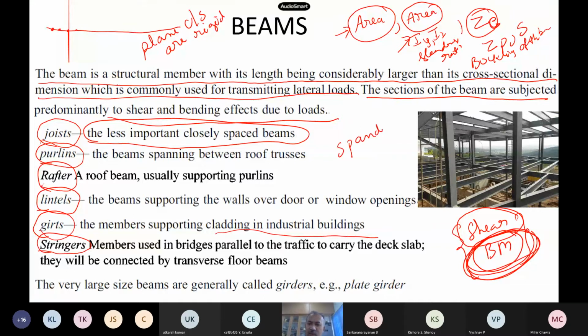There are many words which we use in our construction today, but the design of a spandrel, a stringer, or a lintel is the same design as a beam itself. These are all just words widely used in the industry: joist, purlin. If somebody asks you to design a lintel beam, it is the same as this beam, whatever we are going to discuss right now. If somebody asks you to design a stringer beam or a joist, the steps are the same, and the formulas are also the same.